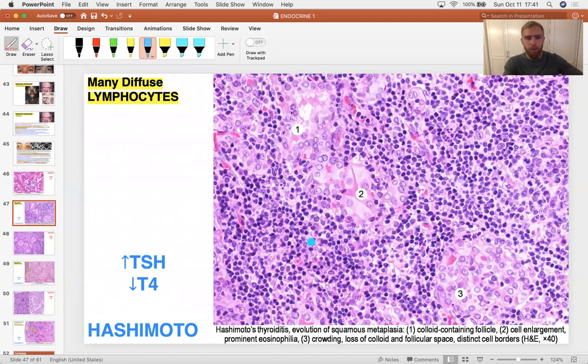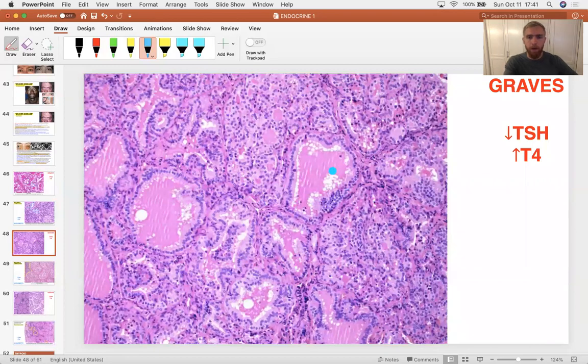Now, here's Hashimoto thyroiditis, which you understand is also an autoimmunity, but you just see a ton of lymphocytes in this, and very, very small, extremely small follicles, barely any lumen, barely any colloid, just lymphocytes all over the place. You'd see a high TSH in this patient and a low T4. This is a hypothyroidism.